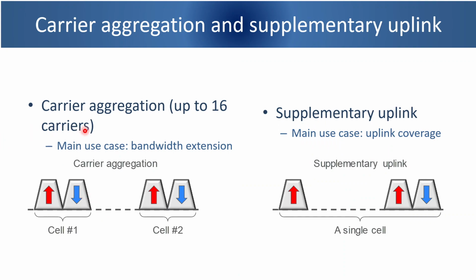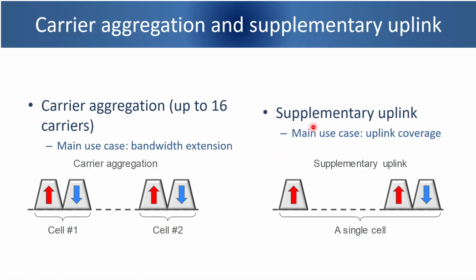So what we learned is that in 5G, carrier aggregation of up to 16 component carriers is possible. The main use case is bandwidth extension. So with carrier aggregation, our bandwidth increases, and so does our overall data rate.